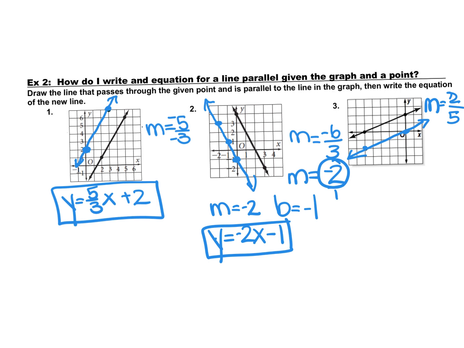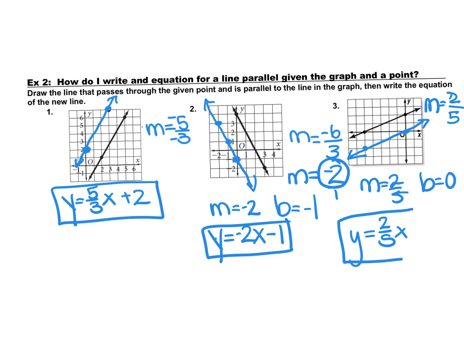And my y-intercept there, my b, is going to be equal to 0. So my slope was 2/5. My y-intercept is equal to 0. So we have y is equal to 2 all over 5x. And I could do plus 0, but I don't need to. There we go.